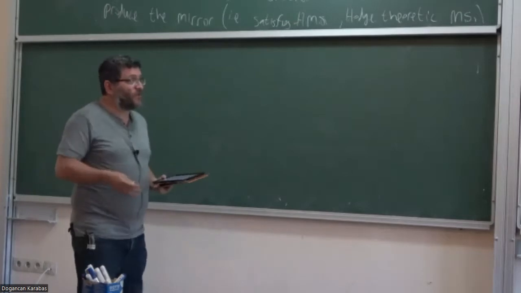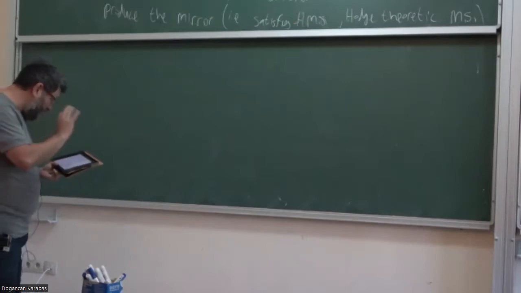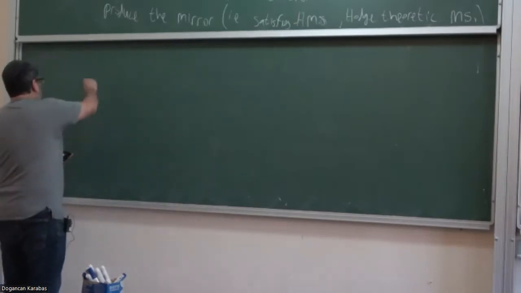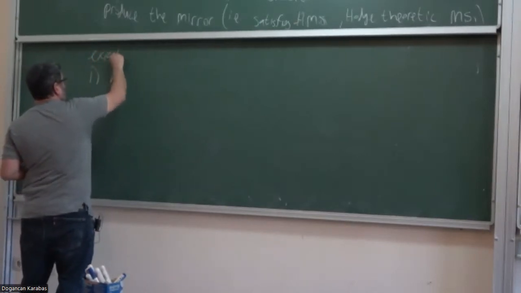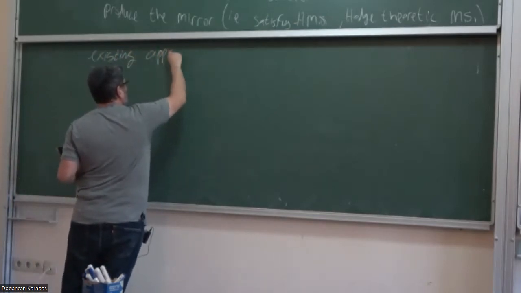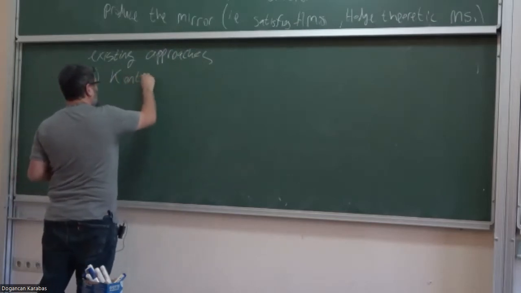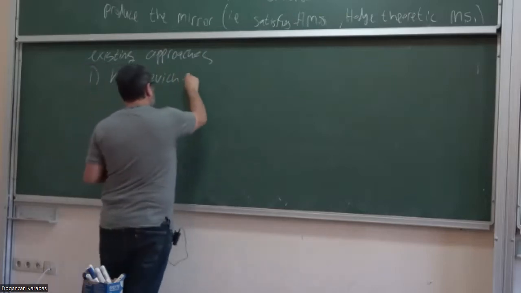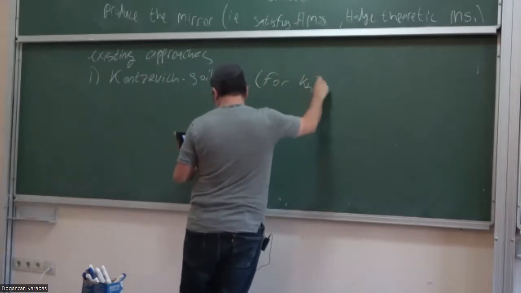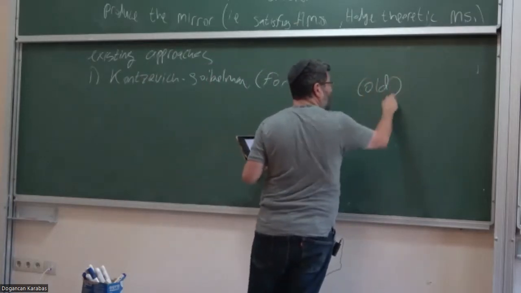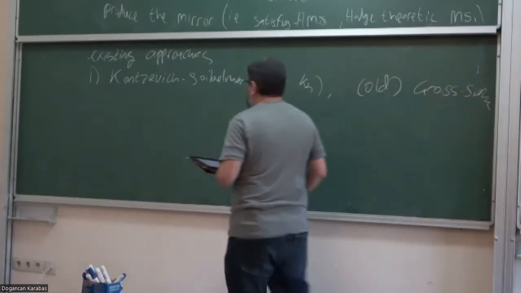There are a number of approaches which already exist in the literature, and I just want to very briefly compare. Of course, we have the existing approaches: the Kontsevich-Soibelman approach and very similar ones, and then maybe something called the old Gross-Siebert program for toric degenerations.